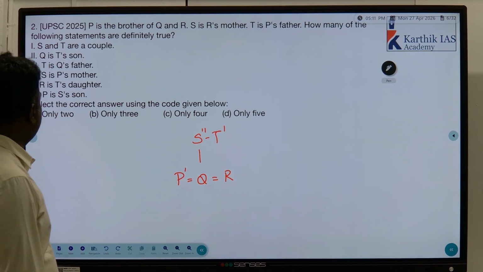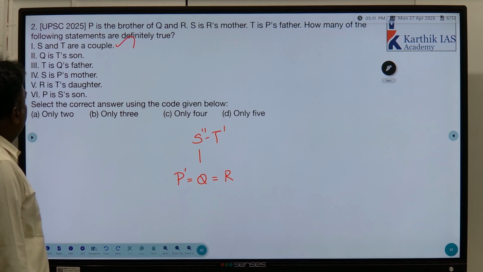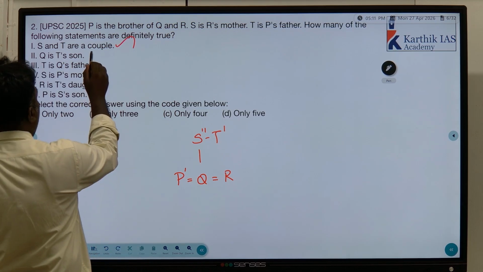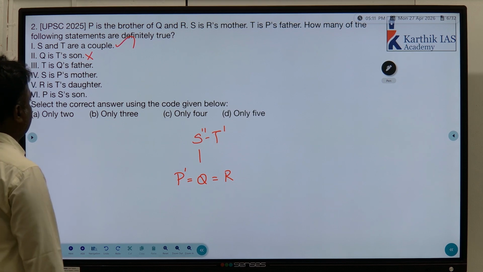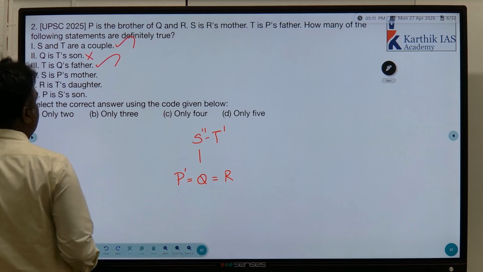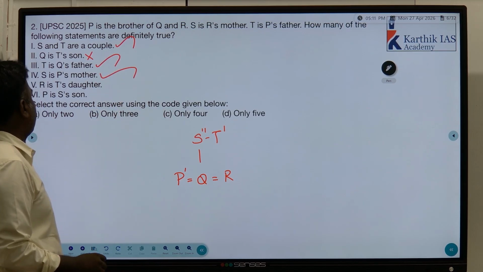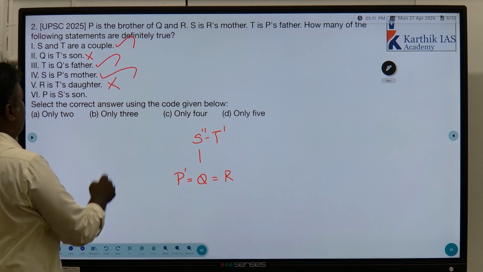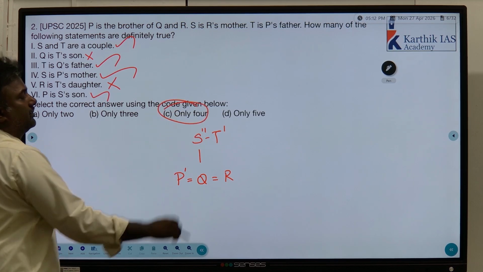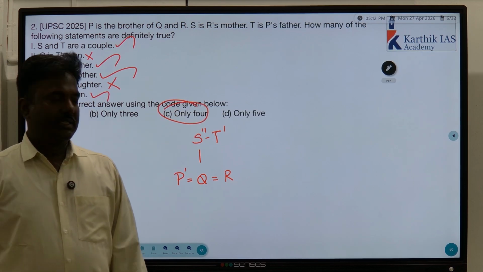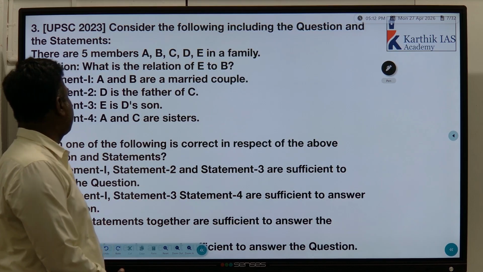How many of the following statements are true? S and T are couples. It is true. Q is T's son. We don't know. Q may be a daughter. Understand? We don't know the sex. T is Q's father. That is sure. S is P's mother. That is sure. R is T's daughter. That we don't know. P is S's son. That is known. So 4 statements are true. Understand? Clear? So just these notations are enough to draw the diagram and then answer this question.